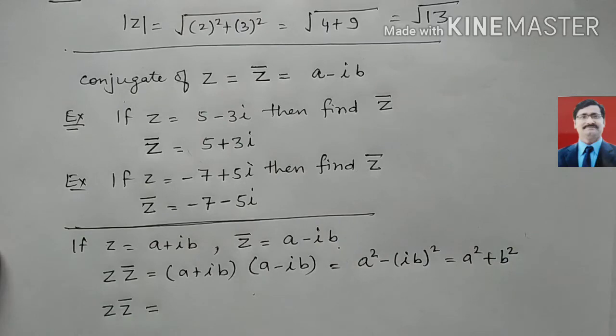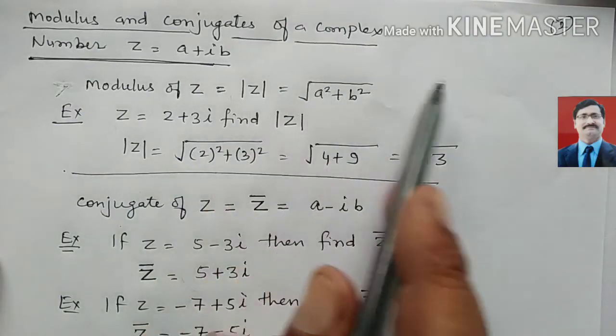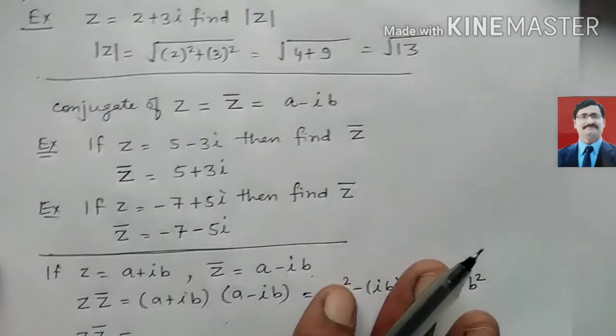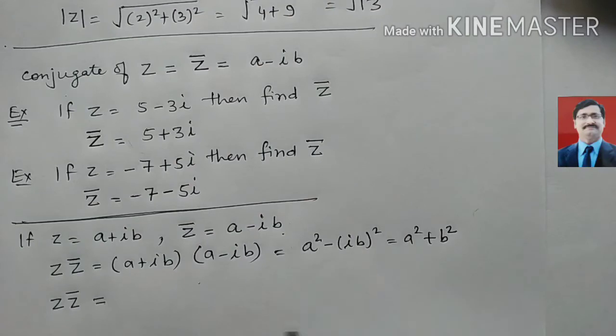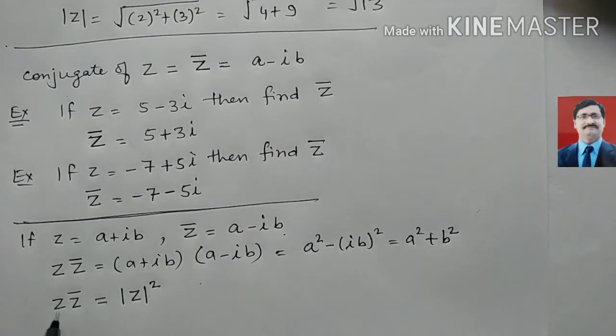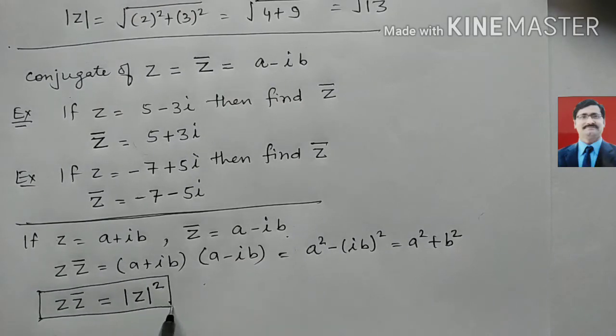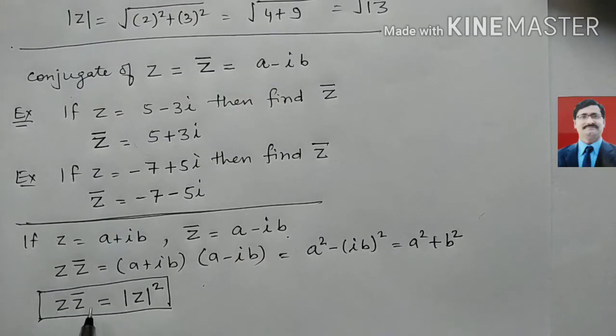We already know that the modulus of z is root of a square plus b square. So here we write this as modulus z square. So look here, one rule we have already proved here: z times z conjugate equals modulus z square. Do all of you understand this?